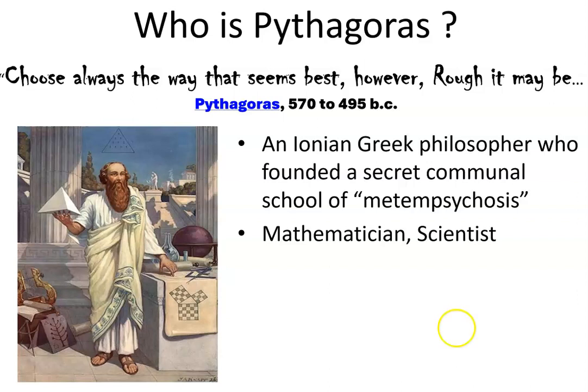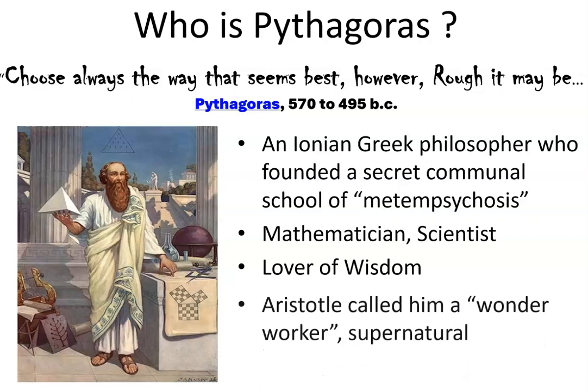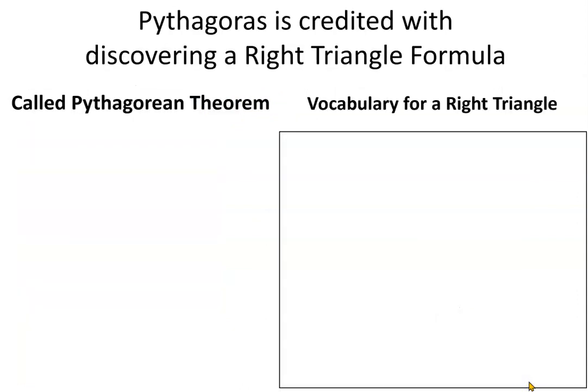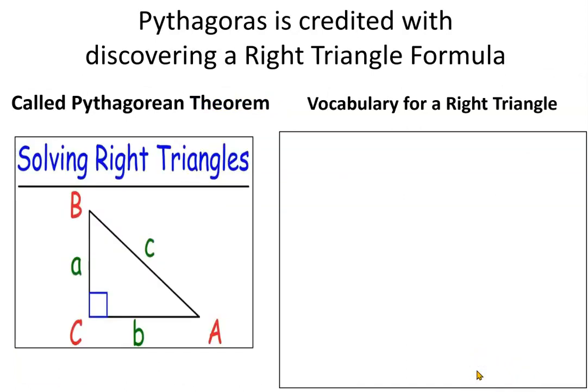He was a mathematician and a scientist, lover of wisdom, and this I didn't know. Aristotle called him a wonder worker, supernatural, a legend in his lifetime. You can Google him to find out a lot more. It's quite a history. Pythagoras is credited with discovering a right triangle formula called the Pythagorean theorem.